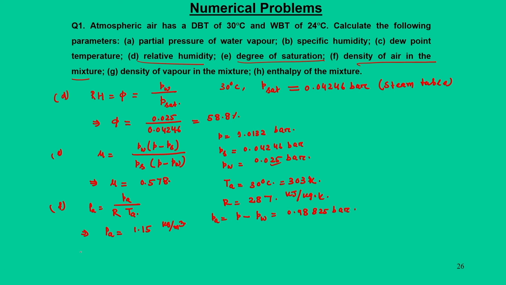This we get for the mixture. Then density of vapor in the mixture. So, rho v is equal to omega, we know omega 1, times rho A. So, omega 1 you already know, 0.0158 into 1.15. So, this value is 0.01817 kg vapor per meter cube.